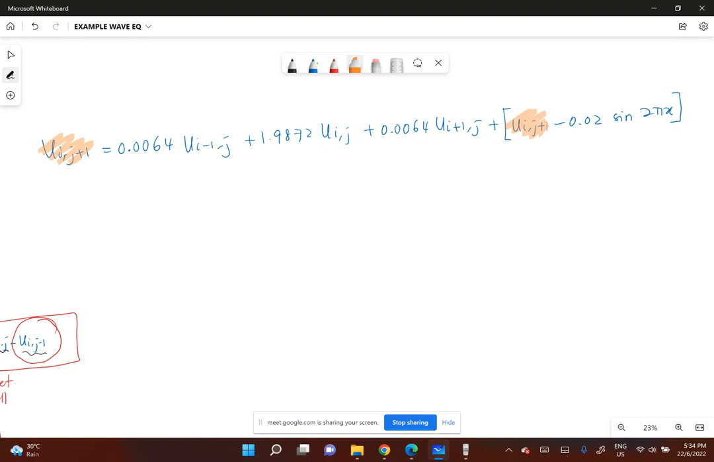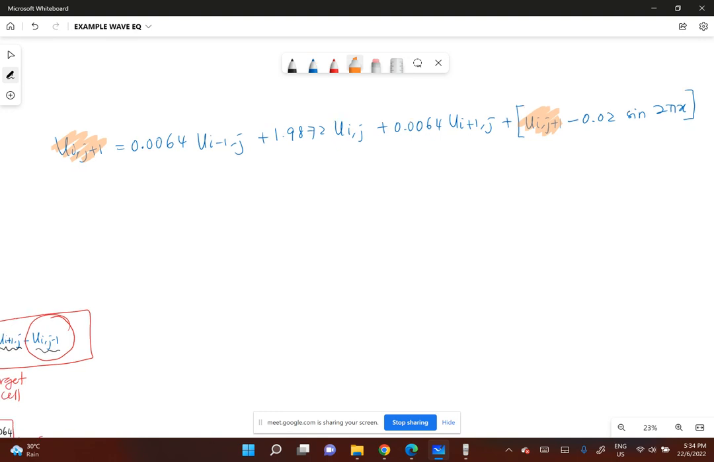Kenapa saya dapat macam negatif kat sini? Dia sepatutnya negatif tolak sini. Tadi saya tersilap ni. Oh, this one is negative. So this is minus. Okay. So now I got 2. This one bring to the right. So become 2. So now I just want to get 1 only. So Ui,j plus 1. The rest I have to divide 2.